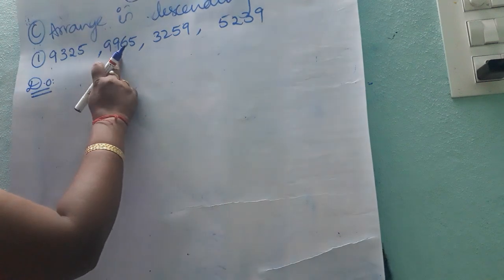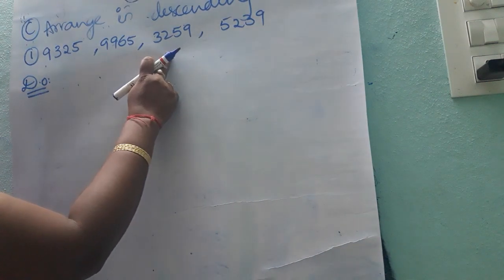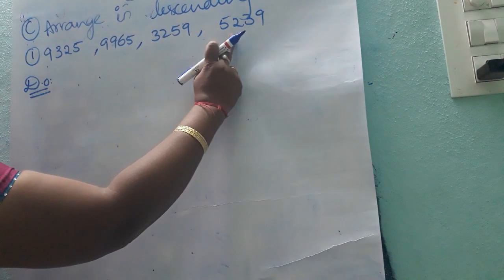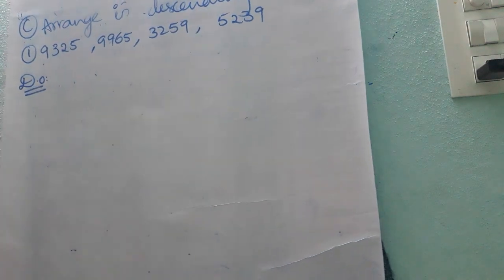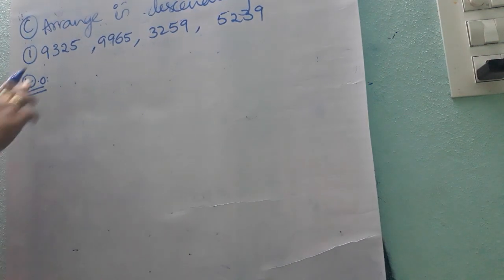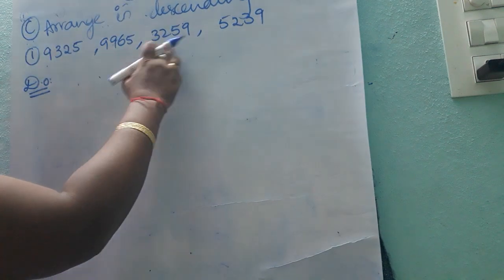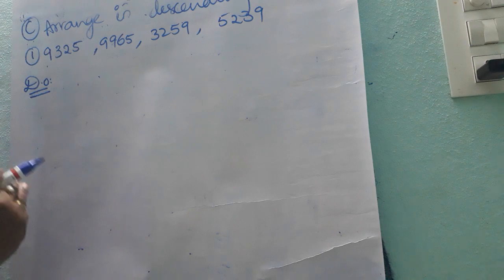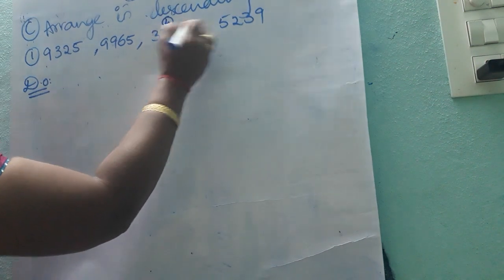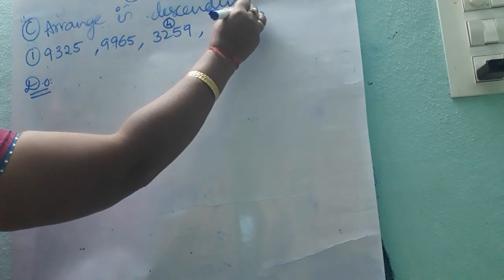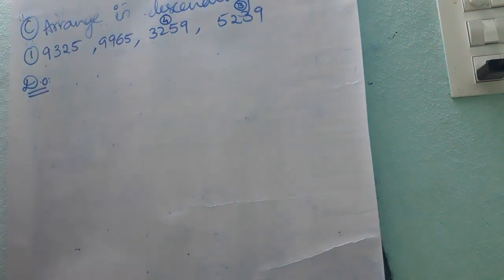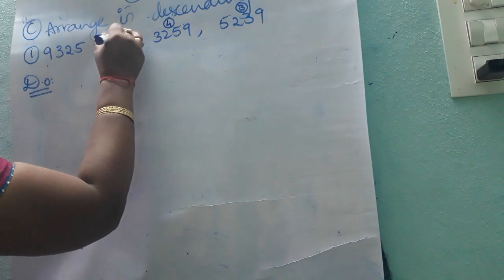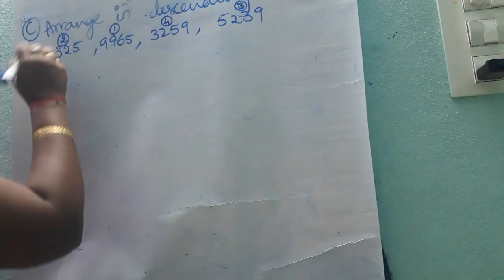9,325, 9,965, 3,259, 5,239. Okay. See this. 9,000, 9,000, 3,000, 5,000. So 3,000 is the smaller one. Descending order means this comes at last. So give numbering 4. 3 after 5. So it gets 3. Now in these two, which is greater? 9,300s, 9,900s. 900s is the greater. Next 3,000. Now arrange them in order.